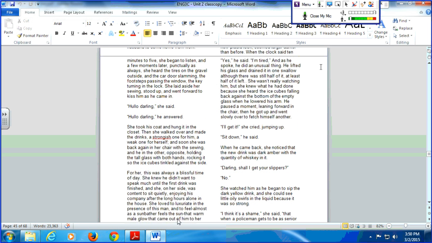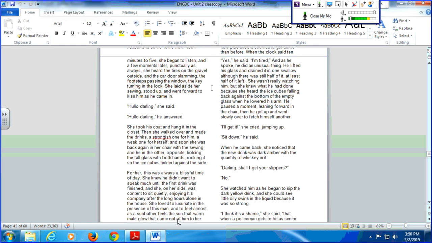As he spoke, he did an unusual thing. He lifted his glass and drained it in one swallow, though there was still half of it, at least half of it left. She wasn't really watching him, but she knew what he had done, because she heard the ice cubes falling back against the bottom of the empty glass. When he lowered his arm, he paused a moment, leaned forward in the chair, then got up and went to fetch another one himself.